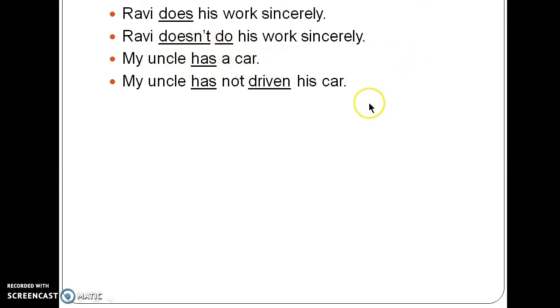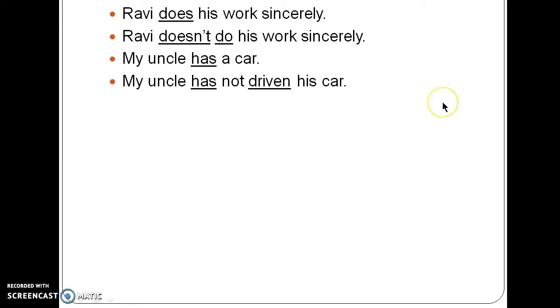But in the following example, you have seen my uncle has not driven his car. Here the action verb is driven. Then what is the role of has here? Here has is used to make the sentence negative because we have added not negation with has, and also it is showing the tense. We have used has to show the present perfect tense. The V3 form we have used here.